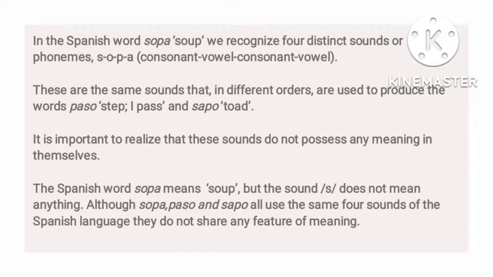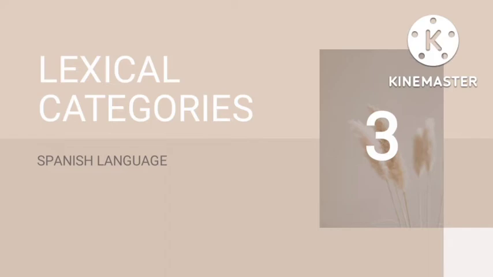It is important to realize that these sounds do not possess any meaning in themselves. The Spanish word sopa means soup, but the sound S does not mean anything. Although sopa, paso, and sapo all use the same four sounds of the Spanish language, they do not share any feature of meaning. The third thing I'm going to discuss is the lexical categories of the Spanish language.